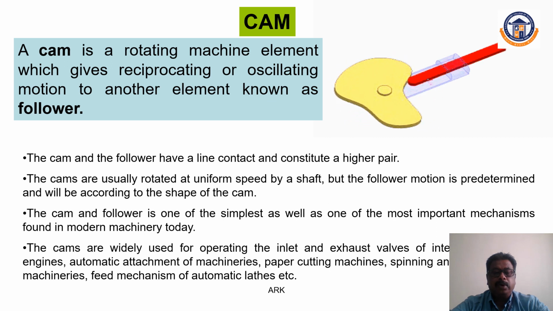The cam and follower is one of the simplest as well as one of the most important mechanisms found in modern machinery today. The cams are widely used for operating the inlet and exhaust valves of internal combustion engines, automatic attachments of machineries, paper cutting machines, spinning and weaving machineries, feed mechanism of automatic lathes, etc.